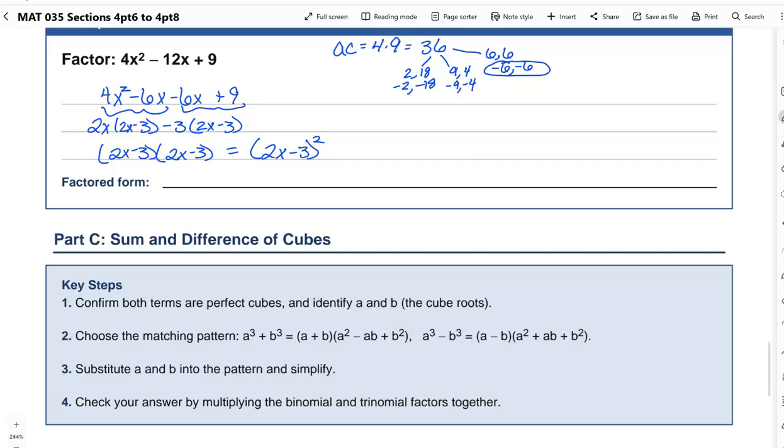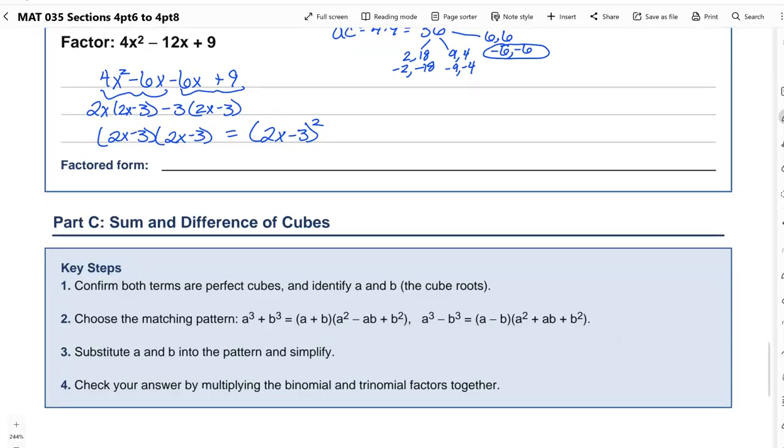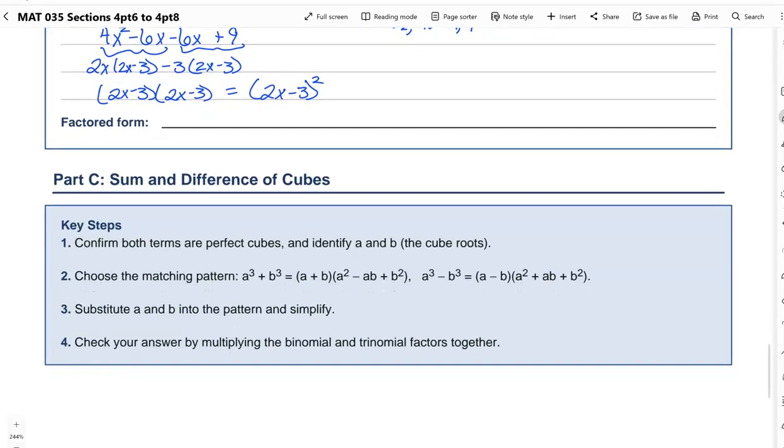Difference of cubes is a little different. With difference of cubes, you have formulas. So a cubed minus b cubed, it's important to figure out what I'm cubing to get that a cubed and what I'm cubing to get b cubed. It's going to be a minus b times a squared plus ab plus b squared.